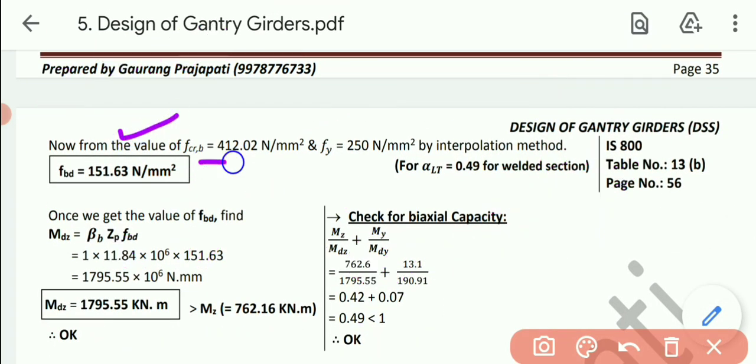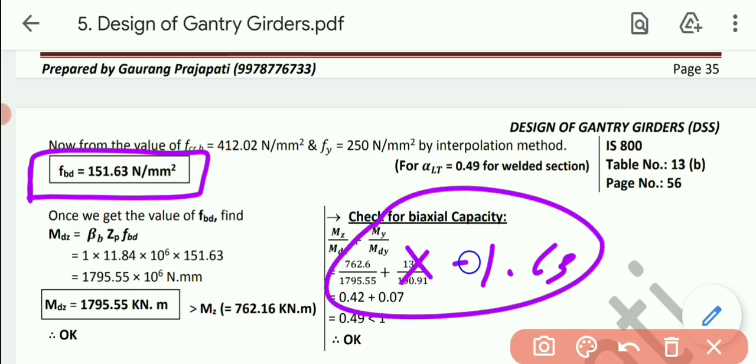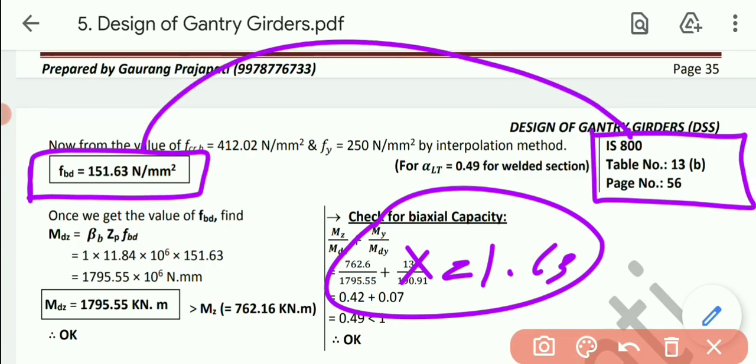From the value of FCRB, that is 412.02, and FY 250, with alpha LT 0.49 for the welded section, by the interpolation method we will get the answer 151.63. The answer is 1.63, that's the value of x. That is added to 150, so the answer is 151.63 as per this table. So we will get the value of FBD.